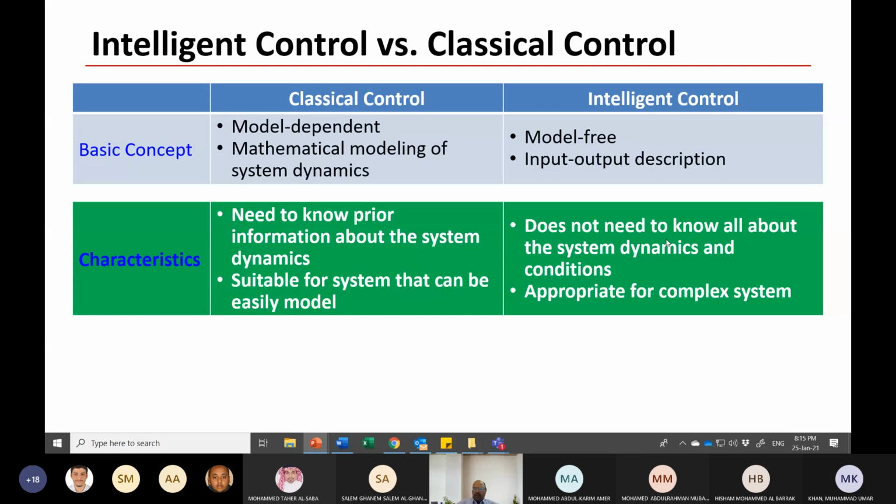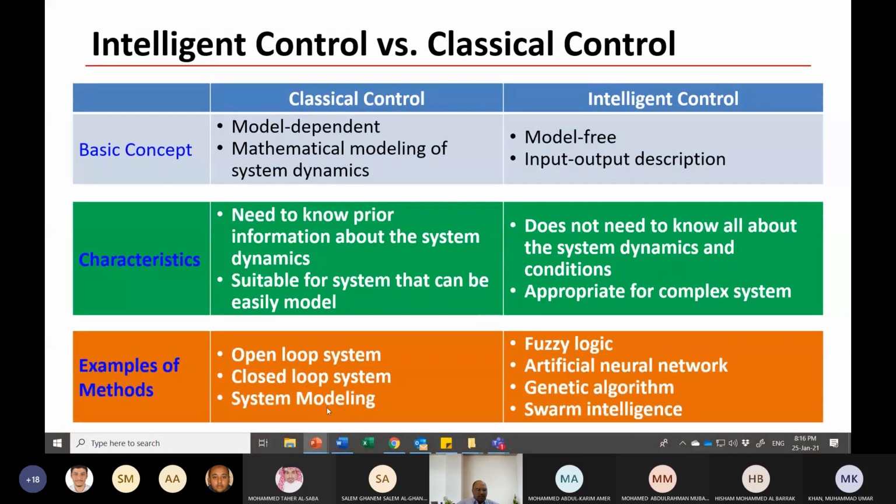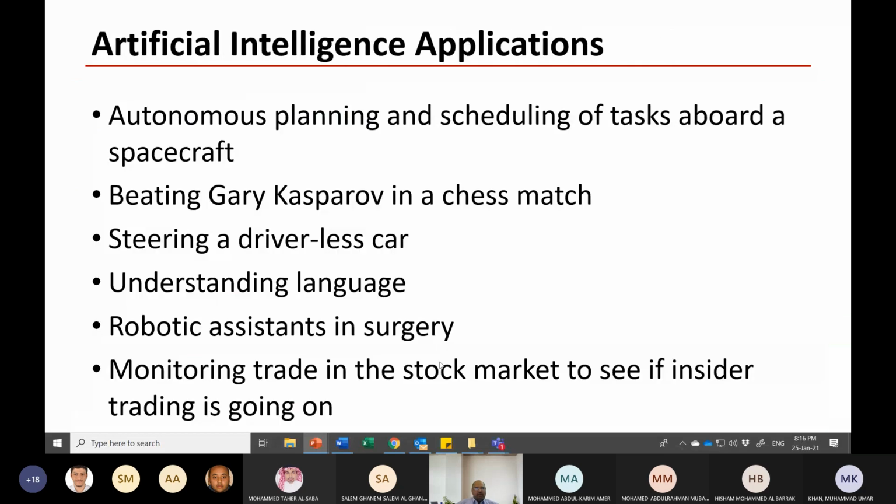However, the intelligent control doesn't need to know all about the system dynamics, and the conditions are appropriate for complex systems where you have a lot of uncertainties and the complexity that is hard to model exactly. Examples of the methods we have here: open loop system, closed loop system, and system modeling, and so on. Here you have the techniques of the intelligent control: fuzzy logic control, neural network, and genetic algorithm, and swarm intelligence, and so on. So this is in terms of control.